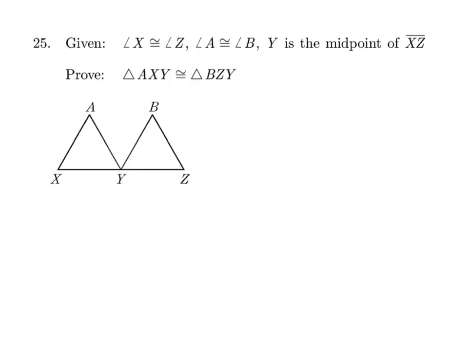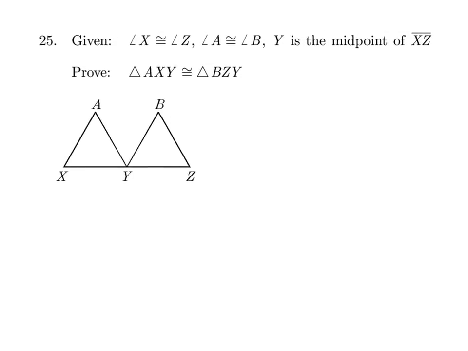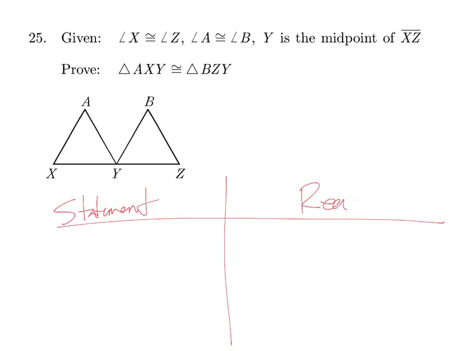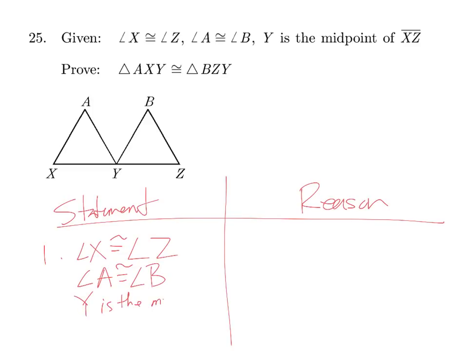Okay, there's the diagram that was missing. All right, so I have X. Let me write out my statement and reason. All right, so 1, I have angle X is congruent to angle Z. Then I have angle A is congruent to angle B. And I have Y is the midpoint of XZ.